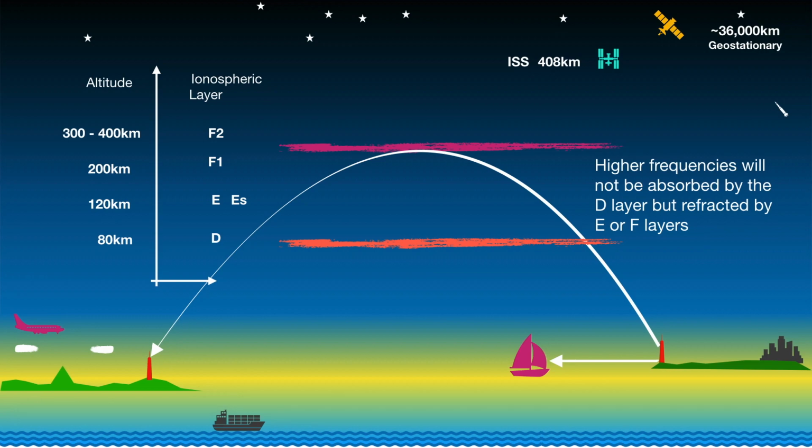The higher frequencies will not be absorbed by the D layer, but refracted by the E or F layers. So that's just restating what's happening here. Now that's a higher frequency, and two things depend on whether it's refracted or not. One is the frequency, and the second is the angle of incidence, the angle with which it hits the F2 layer. The shallower the angle, the further it is likely to go.